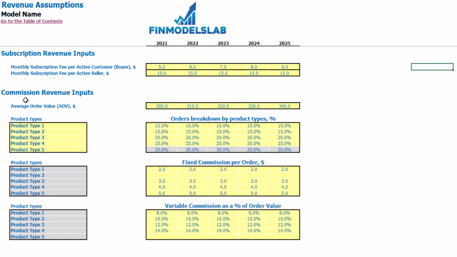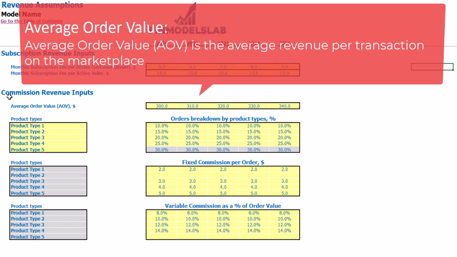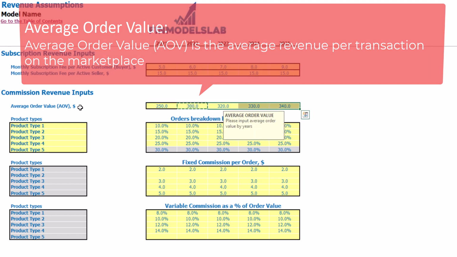The next revenue stream is commission revenue inputs. We know how many orders we have each month, so the next step we should set up the average order value. Can be, for example, $250 plus $50 each next year.